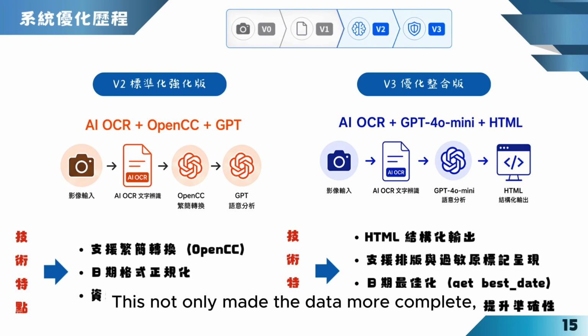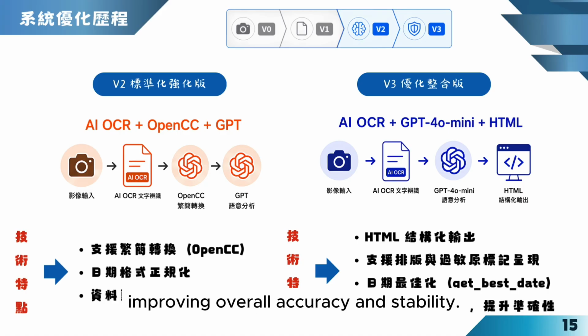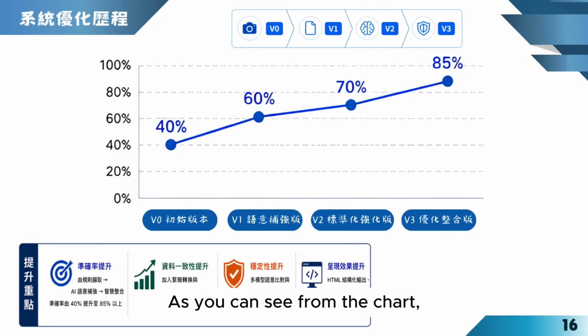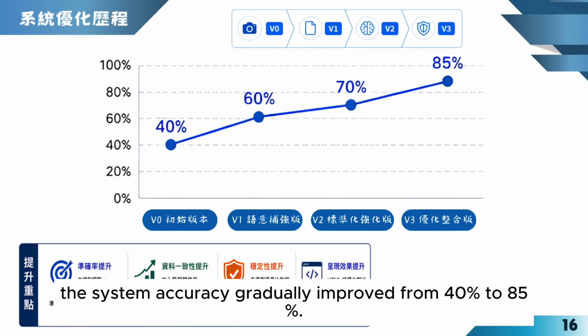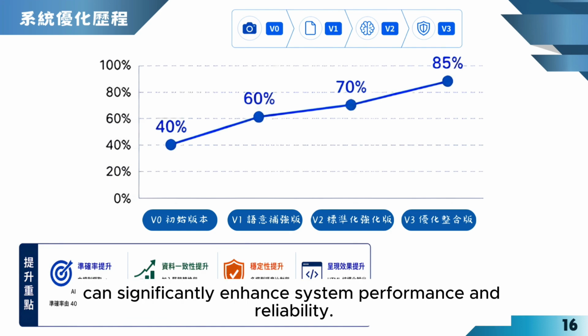This not only made the data more complete, but also directly applicable to the front-end app, improving overall accuracy and stability. As you can see from the chart, the system accuracy gradually improved from 40% to 85%. This shows that technical integration and optimization can significantly enhance system performance and reliability.